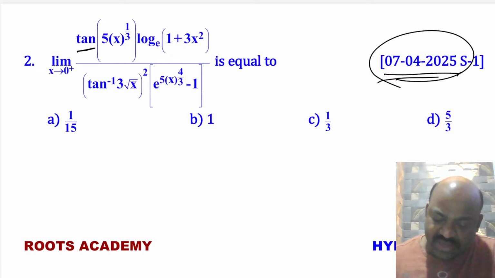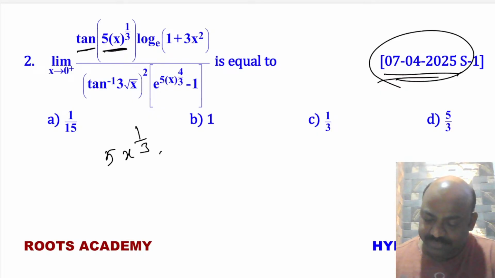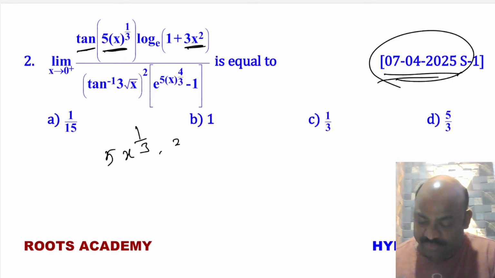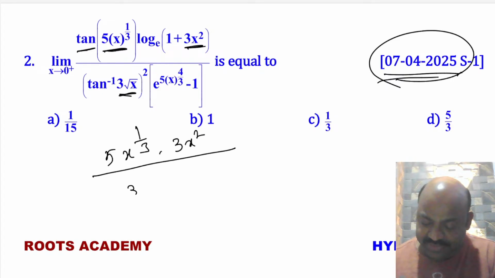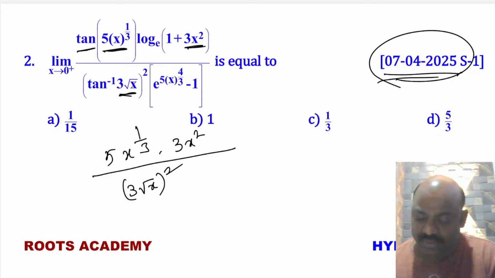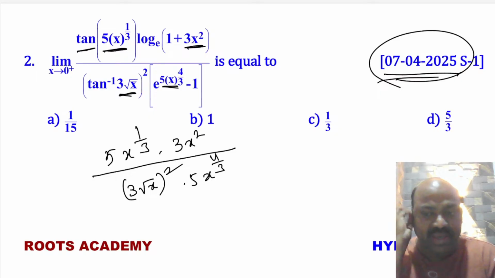Whatever is inside tan, write it as it is. And whatever is inside log of 1 plus x means x. That will become 3x square by, what is this thing? x whole square. Whole square means whole square. So how much do you have here? 5 into x power 4 by 3, that is. Clear?